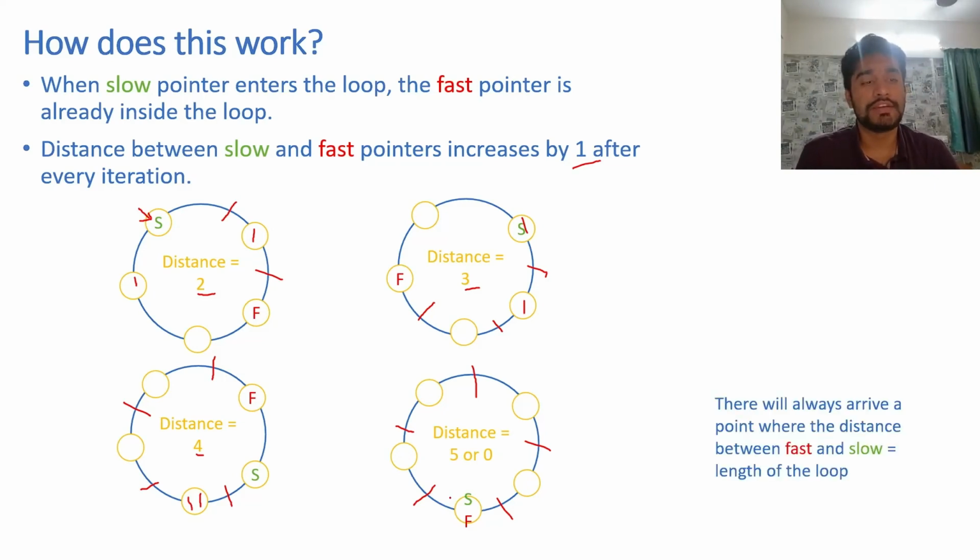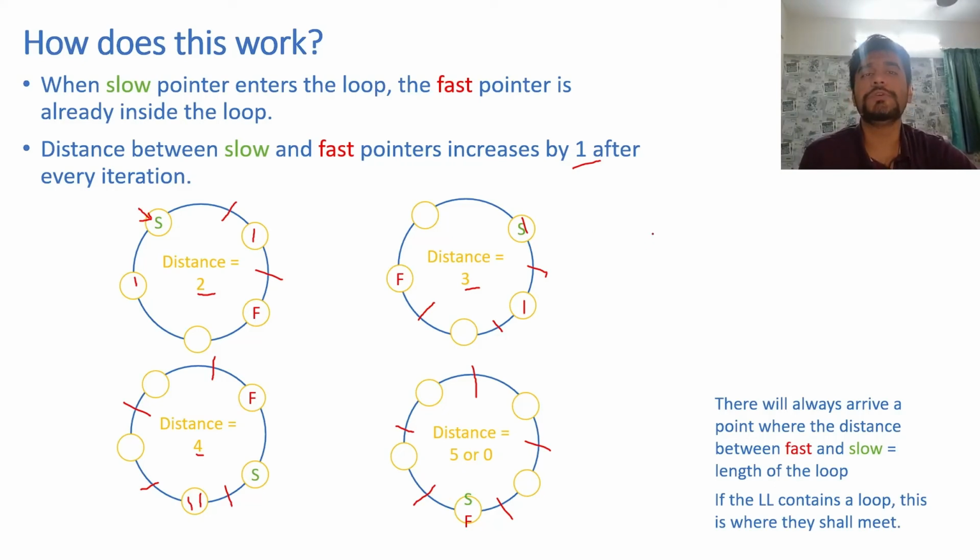This implies that there will always arrive a point where the distance between the slow and fast pointers is equal to the length of the loop. And if the nodes in the linked list are indeed arranged in the form of a loop, then this is the stage where the slow and fast pointers will always meet. So this is the crux of the Floyd's algorithm.